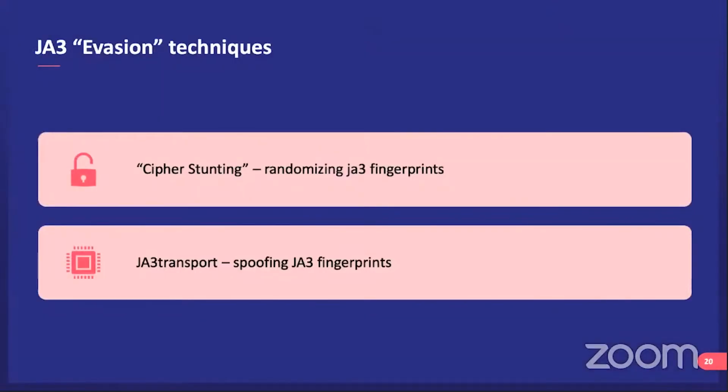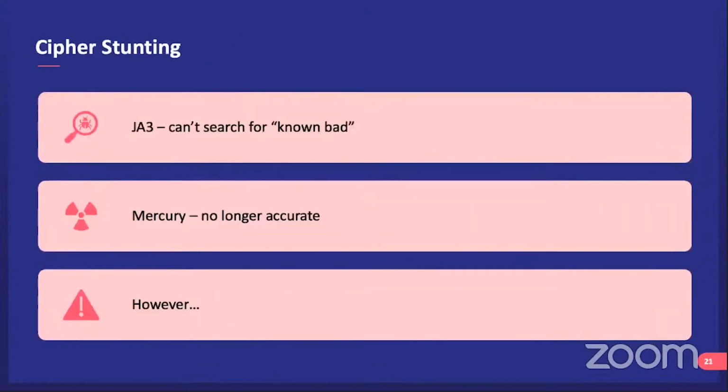So now, JA3 evasion techniques. Some of the posts about JA3 talk about ways that you can evade detection by JA3 or TLS fingerprinting in general. I wanted to talk about those and then what to do about them. The first one actually has a name, Cipher Stunting, which just means randomizing JA3 fingerprints. And the second one is spoofing JA3 fingerprints, where the example that I looked at was JA3 Transport, which is a Go application that allows you to spoof JA3 fingerprints.